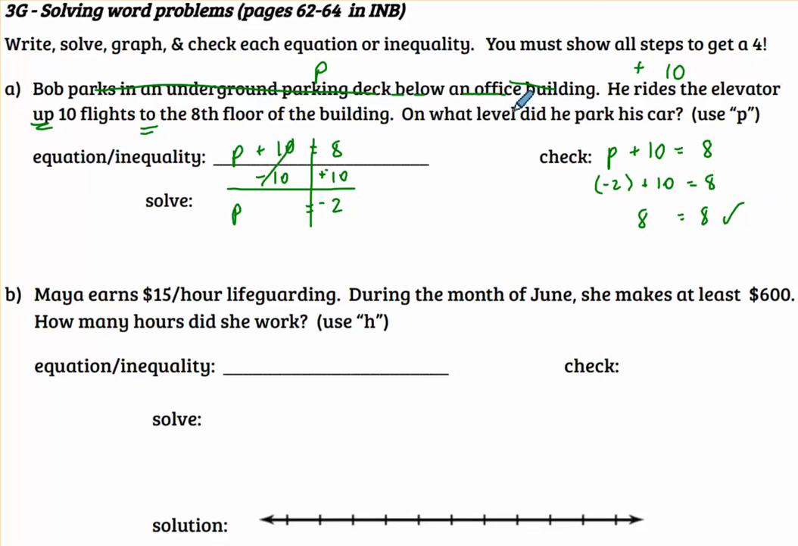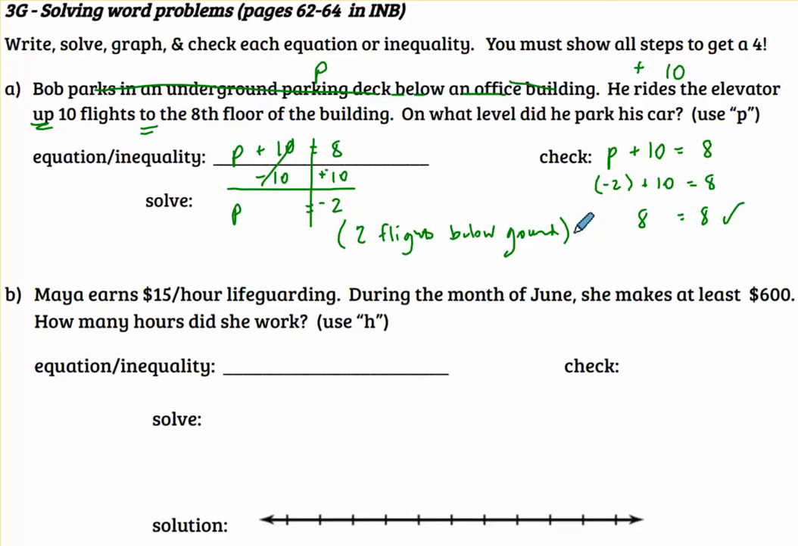However, since it's a word problem, it just always makes sense to make sure that it is reasonable. Does your answer make sense? So normally you'd probably say negative 2. What in the ham sandwich does that mean? Well, remember, he's in an underground parking deck. He is below an office building. So you would probably say that he was 2 flights or levels below ground. That was probably how you would describe your answer.